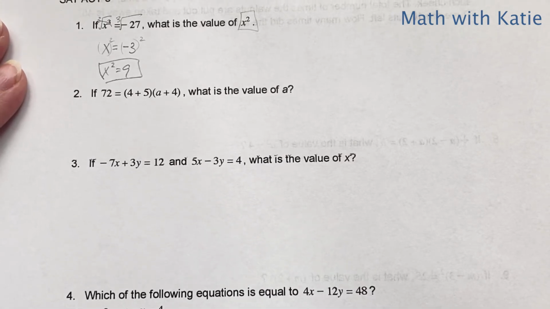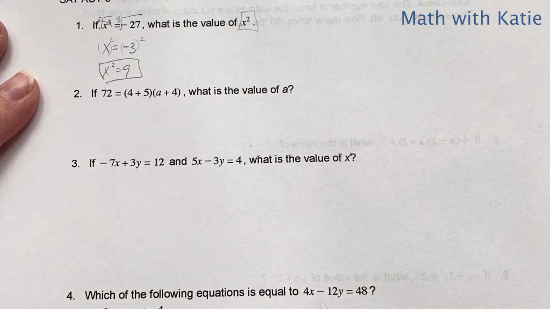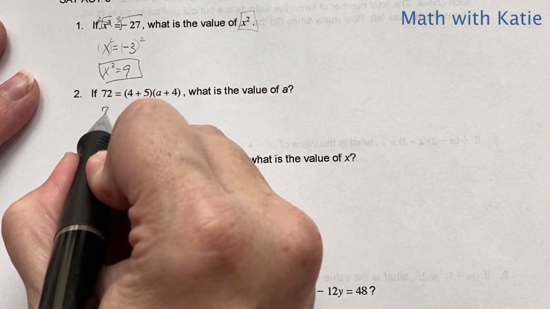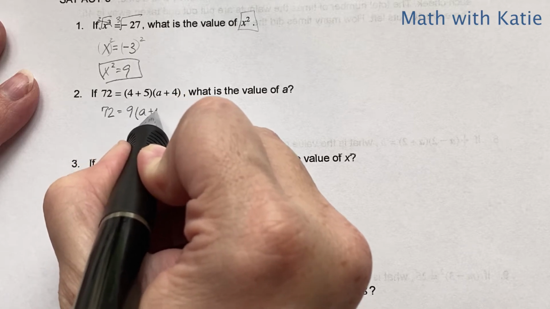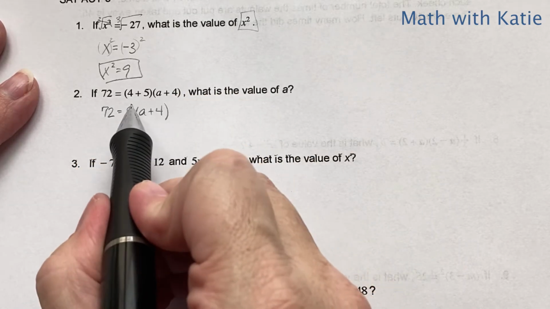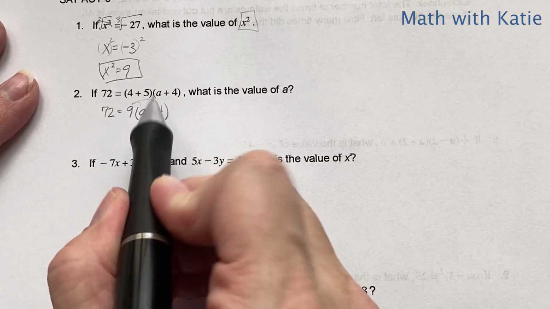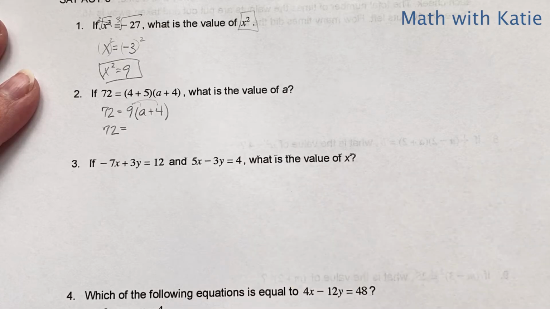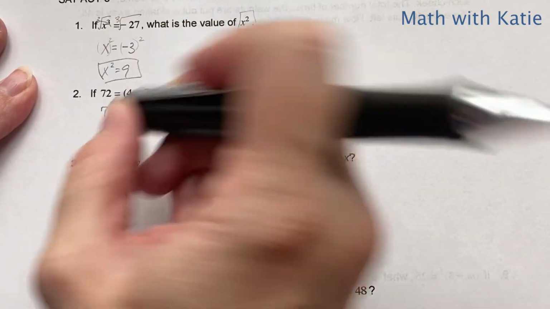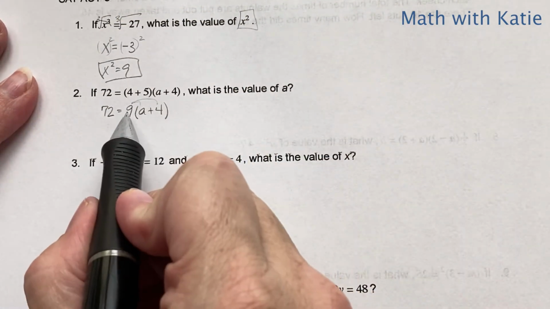If 27 equals 4 plus 5 times (a plus 4), what is the value of a? Well, first we will add these together. So we get 9(a plus 4). Okay, the next thing we need to do is distribute this 9. So we get 72. Actually, we did not have to do that. So anyway, I'm sorry. You can do either way.